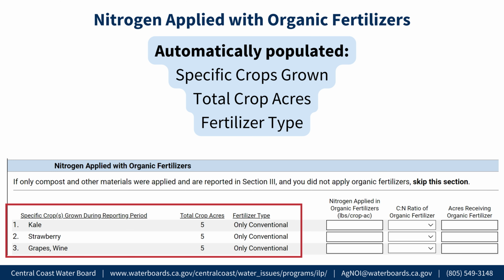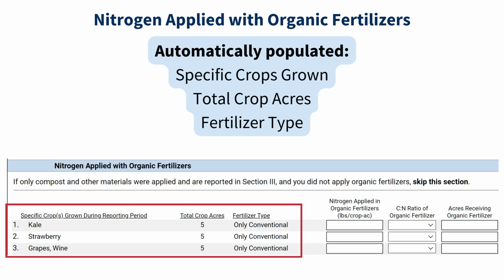Nitrogen applied with organic fertilizer. In this section, the specific crops grown during the reporting period, total crop acres, and fertilizer type sections are automatically populated with information entered in the previous section, nitrogen applied with conventional fertilizers.